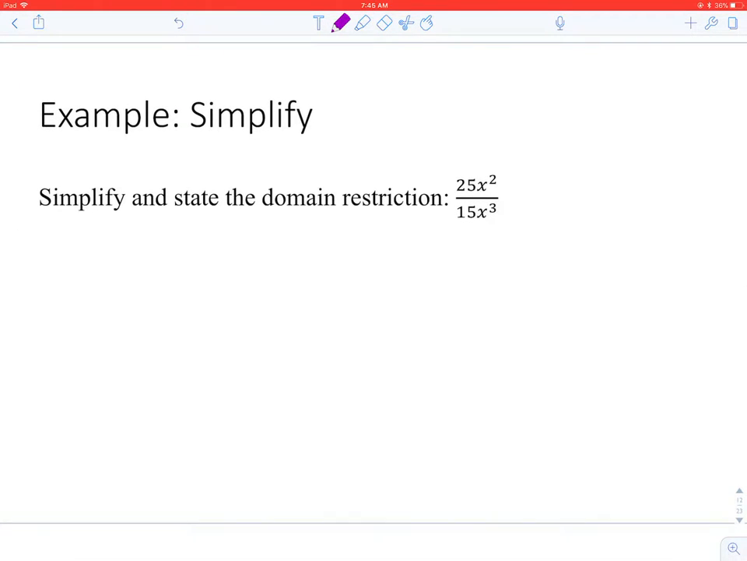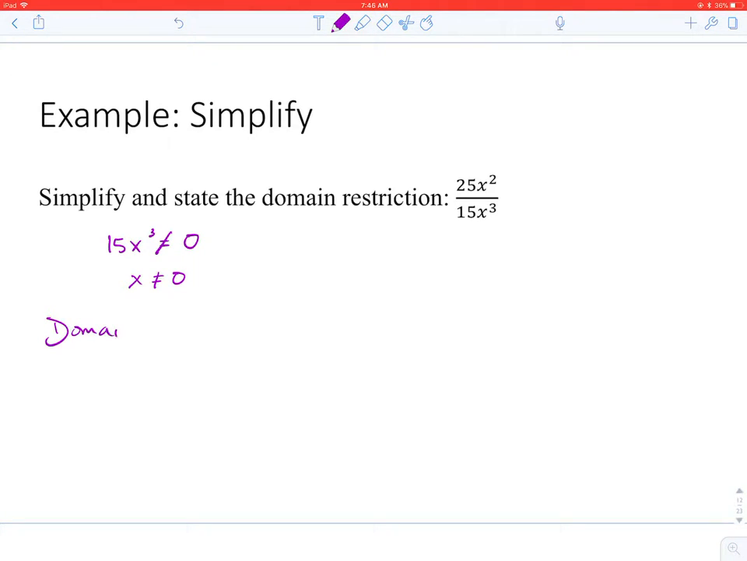Okay, so for this rational expression, let's first look at domain restrictions. So we're going to set the denominator, 15x cubed, equal to 0. 15x cubed cannot be equal to 0. And we can actually solve this by inspection and see that x cannot be equal to 0. We could divide by 15 as well, but for now, we're just going to solve this one by inspection.